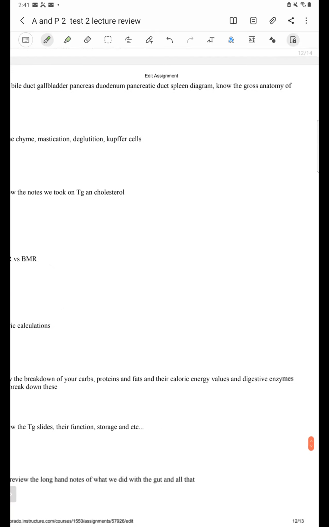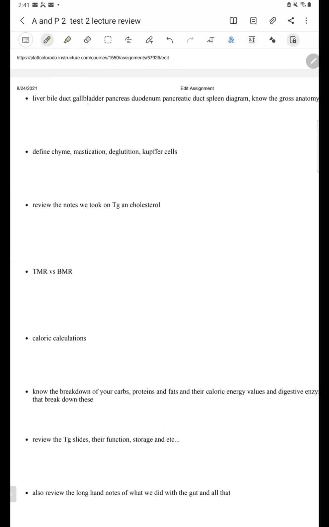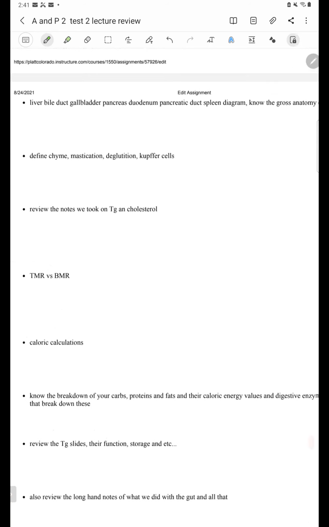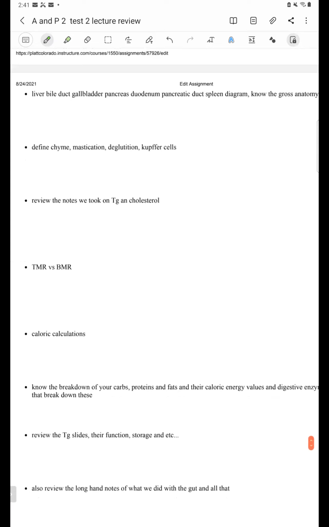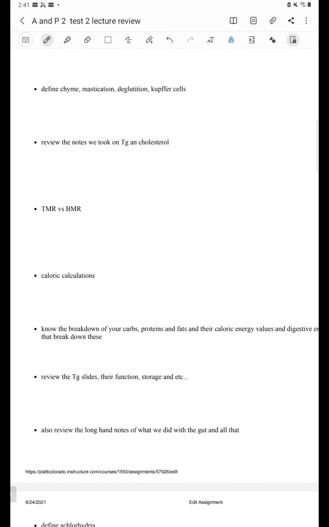Okay, so know the gross anatomy of the bile duct, liver, gallbladder, pancreas. That seems like a repetitive question from something earlier from the gross anatomy. Pancreas, duodenum, pancreatic duct, spleen. Okay, define chyme. We mentioned that earlier. We used our blender analogy. Mastication is chewing. Then you have swallowing. Okay, what are Kupffer cells? Well, those are the phagocytic cells that are in the liver.